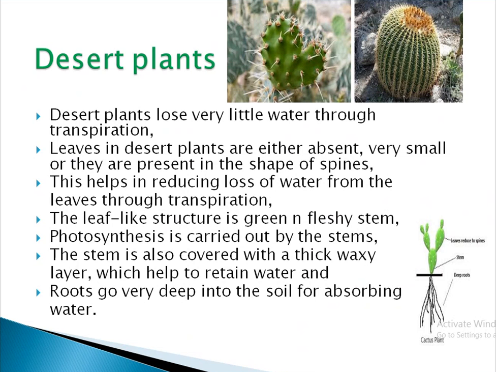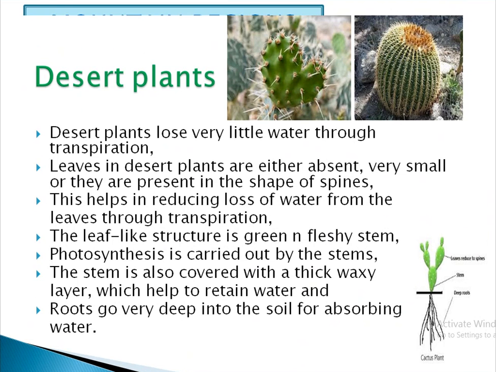Desert plants lose very little water through transpiration. Their leaves are either absent, very small, or present in the shape of spines. This helps in reducing the loss of water from the leaves through transpiration. The stem is very special. It is thick, fleshy, and green. Because of the green color, the stem is able to do the process of photosynthesis. The stem is also covered with a thick, waxy layer, which helps to retain water. And what about roots? The roots go very deep into the soil for absorbing water.